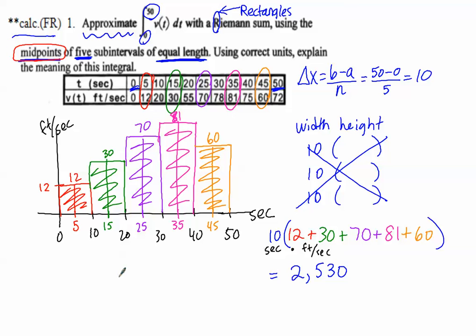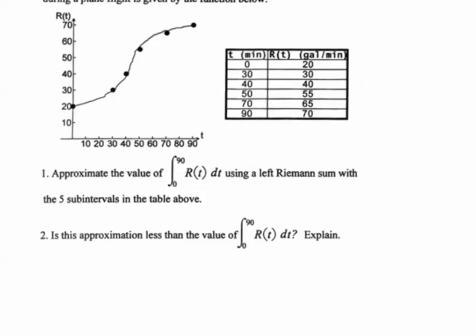So let's take these units to the side here. Seconds times feet per second. What does that give you when you simplify that? That's right, just feet. So our answer is 2,530 feet if we're using units as well, which is always important in our free response questions. So using correct units, we've done that, the correct units explaining the meaning of this integral. We'll come back to this meaning. Let's take a look at another Riemann sum example.